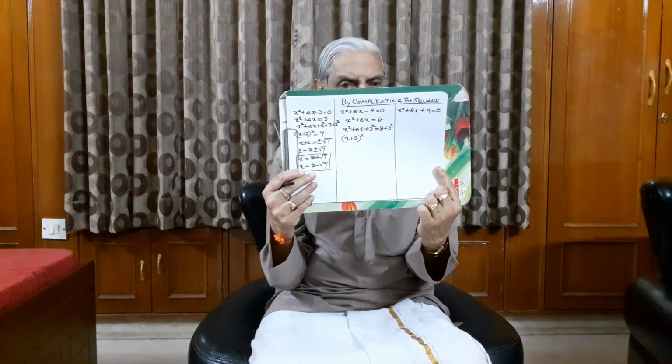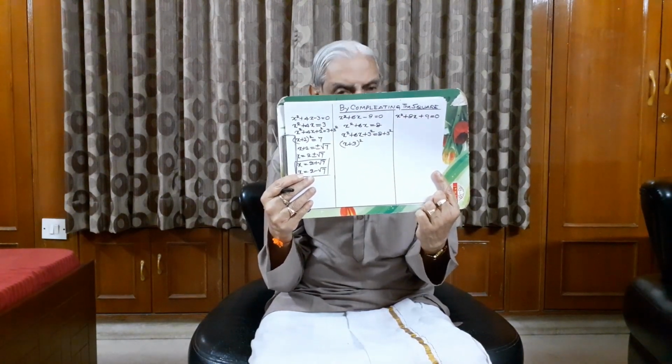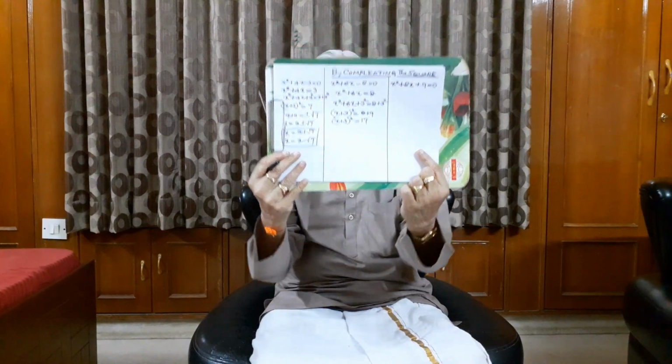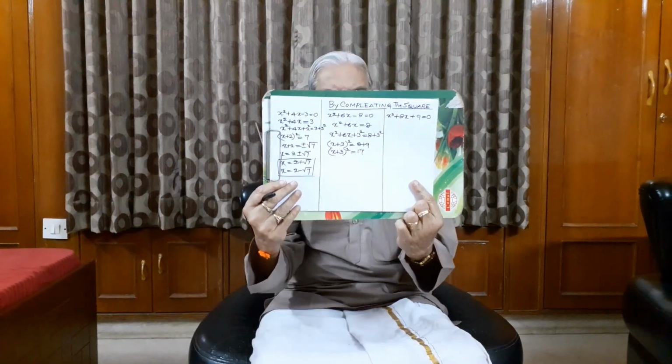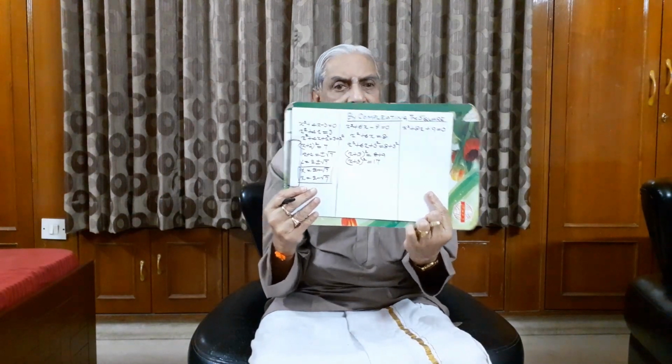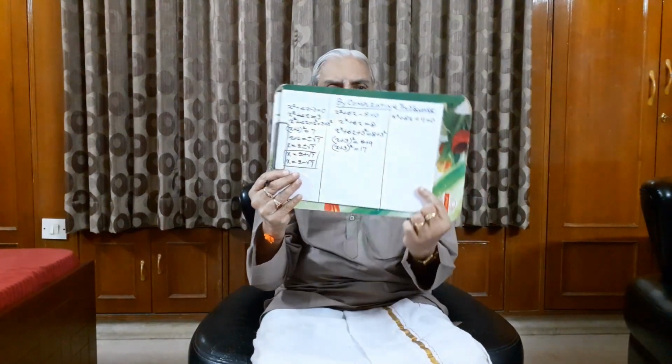Expand it. x squared plus 6x plus 3 squared is 9, which is on the left hand side. That is equal to, what is 8 plus 9? See now, 8 plus, what is 3 squared? That is 9. What is 8 plus 9? That is 17. So x plus 3 the whole square is now equal to 17. Then I have to find out the value of x. That is the roots. Therefore, I have to take out the square root now.